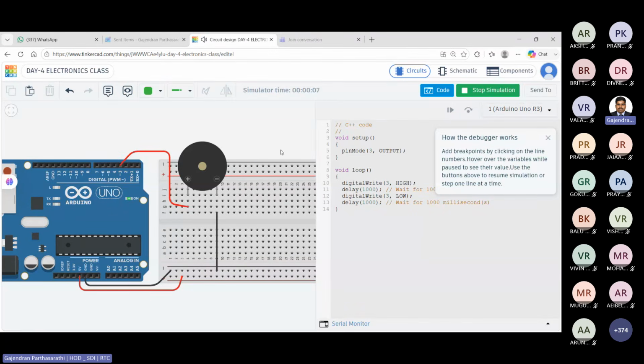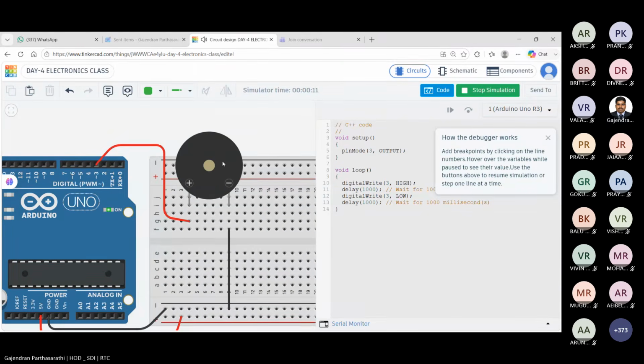Can you realize the output in the animation here? The buzzer sounds for 1 second, then off for 1 second. This is digital.